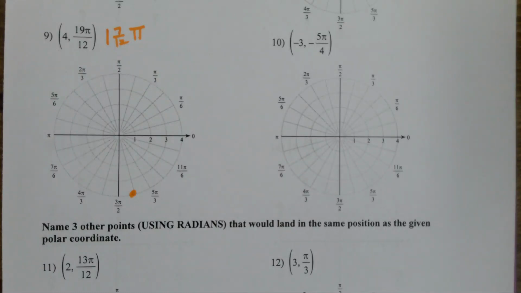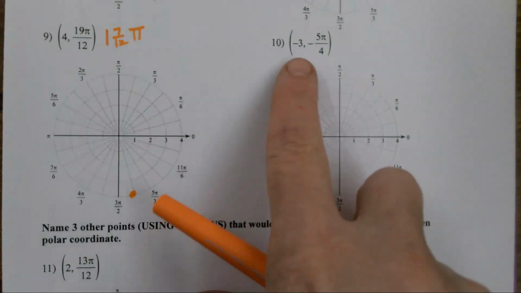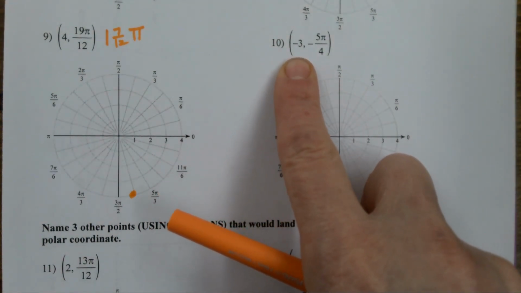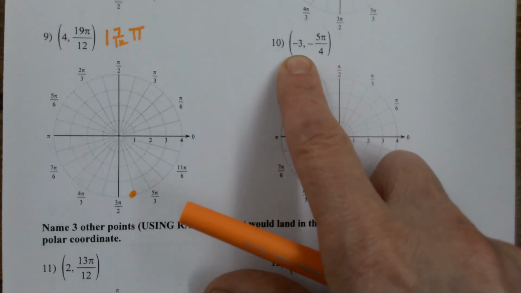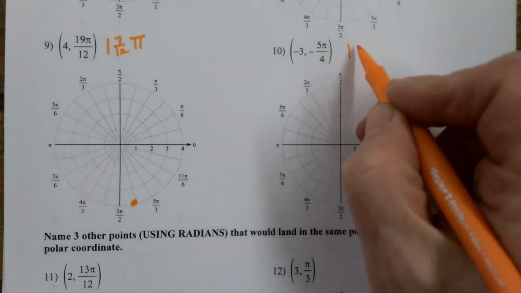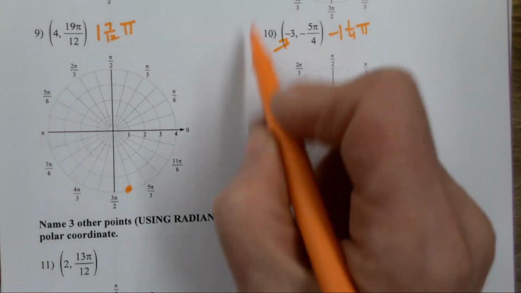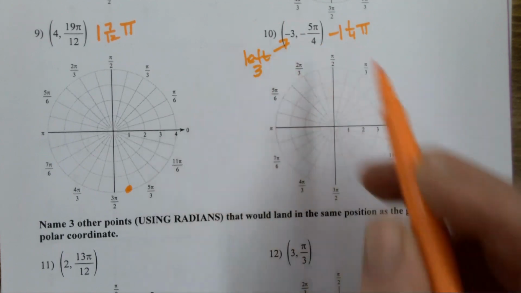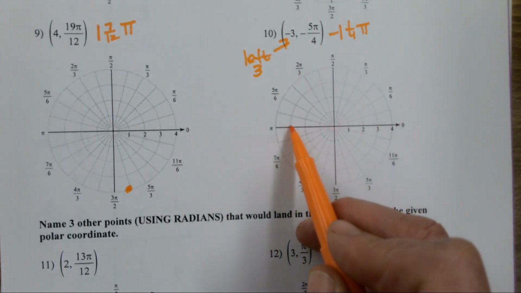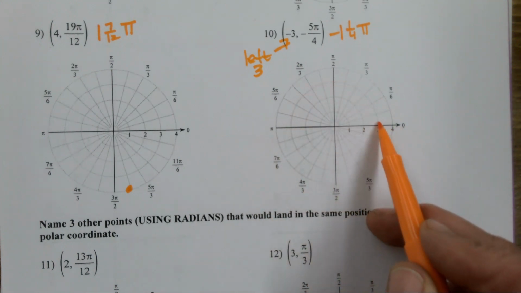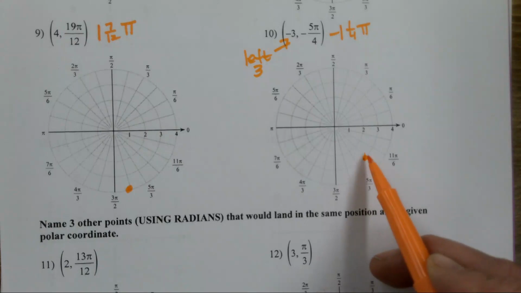Let's talk about that negative radius. All the negative radius does is, instead of me moving out to the right, I move out to the left. But I still go the same way. So this one says, move left 3, and then from there, move backwards 1 1/4 pi. Backwards. That says left 3, so from the origin, left 3, backwards 1 pi, and 1/4 pi more. That's right smack dab in the middle.